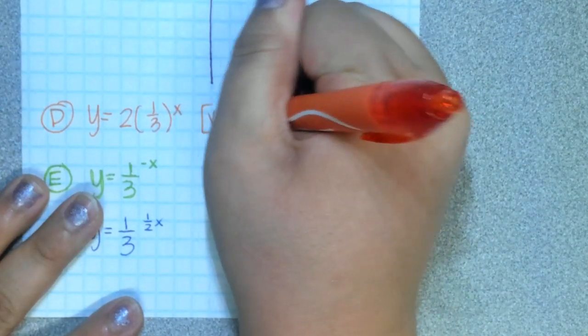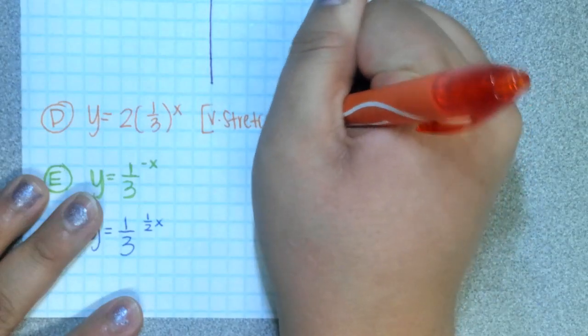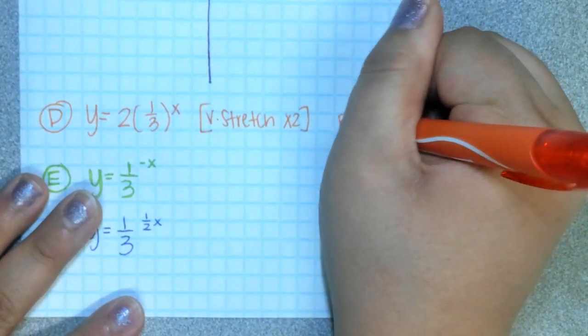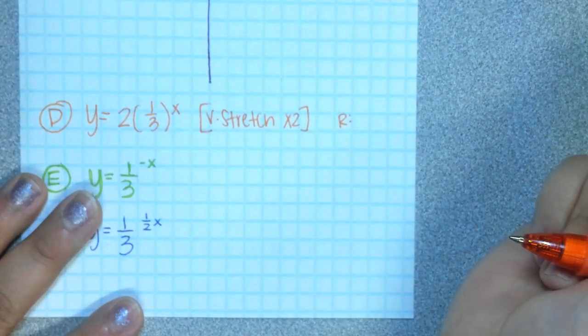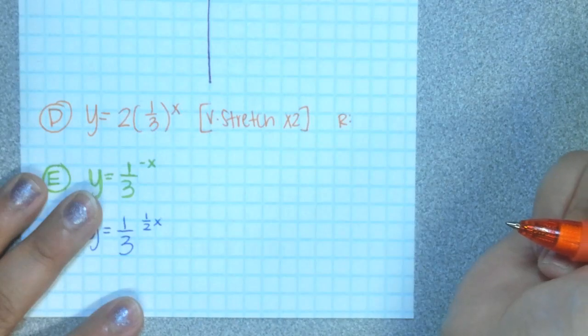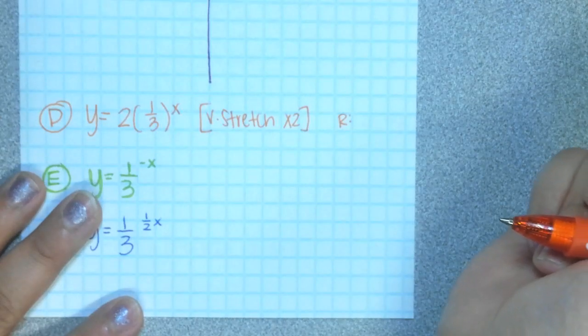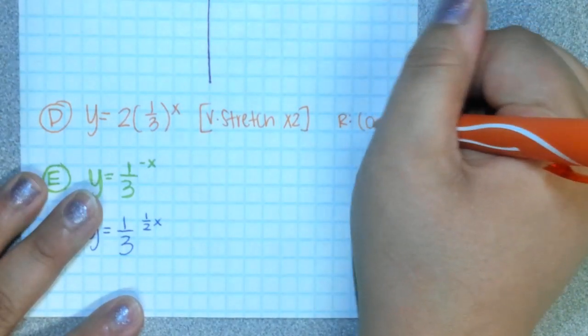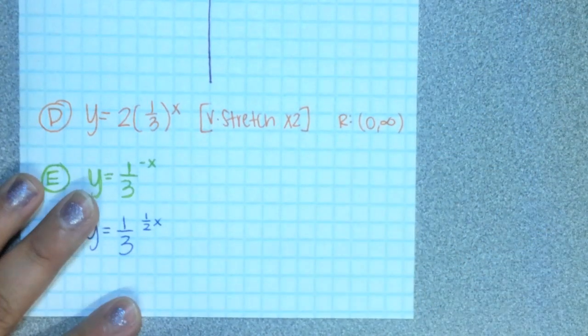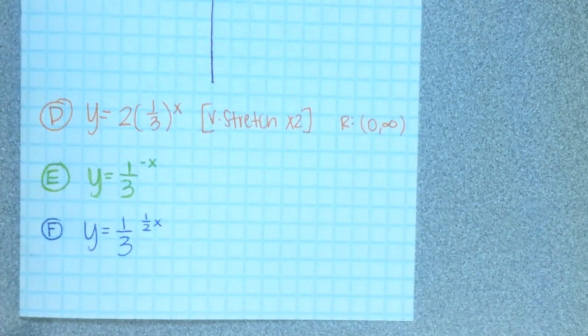It is a vertical stretch times 2. How does that change the range? How does it change the range? It doesn't. Because I know it's vertical, but because it's just stretching, it does nothing.